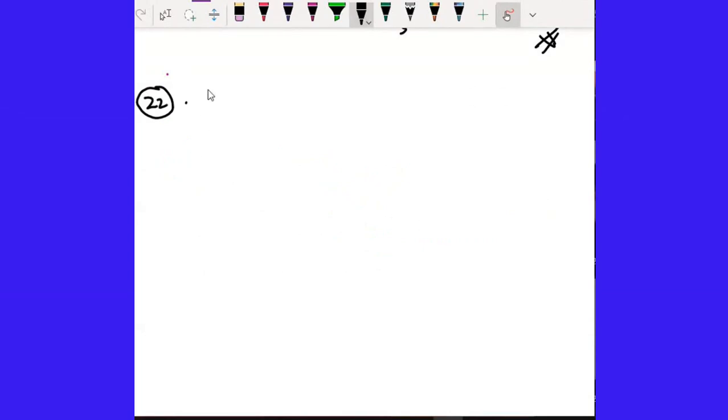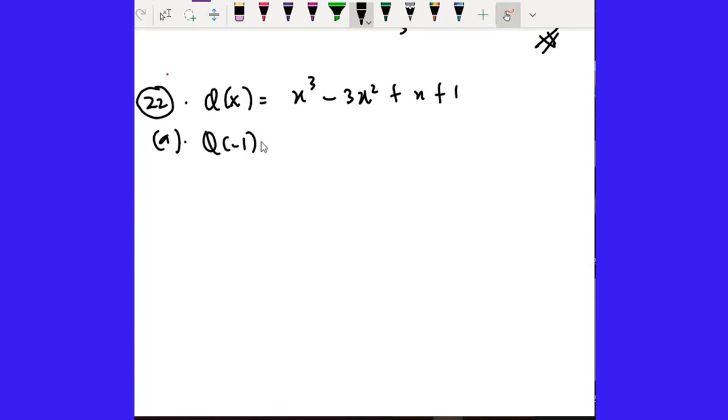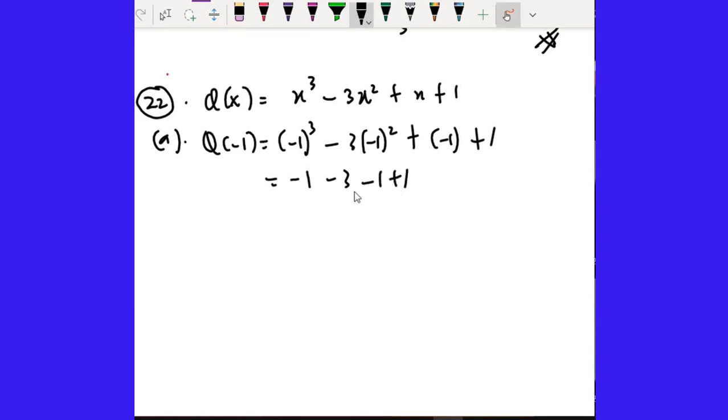Number 22, Q(x). Okay, treatment say like P(x). x cubed minus 3x squared plus x plus 1. And then a, substitute. Okay, value. Just substitute. Okay. Substitute. And gain mark. Then for the value, negative 1. Okay, this 1, negative 3, minus 1, plus 1. So, this one is equal to negative 4.